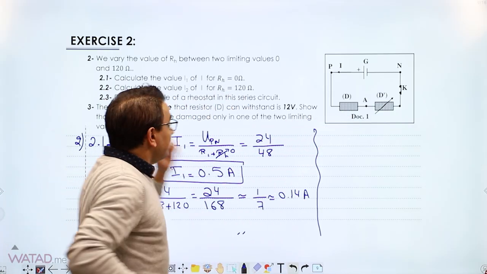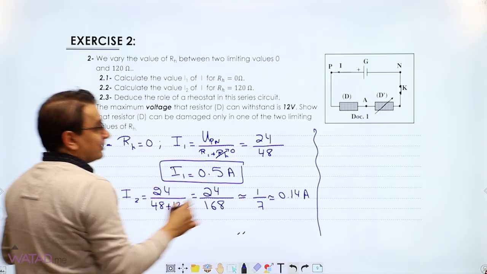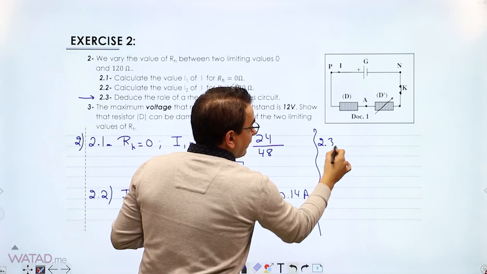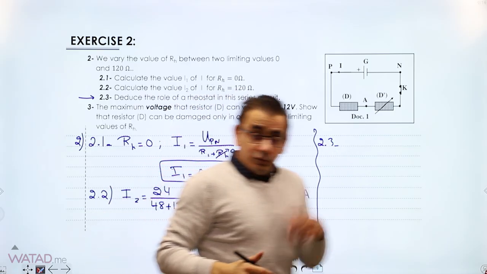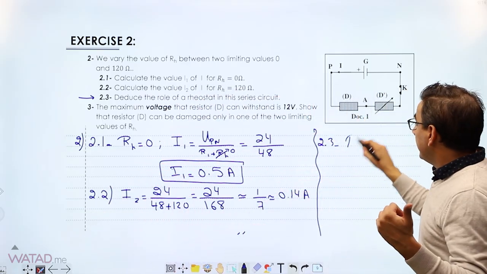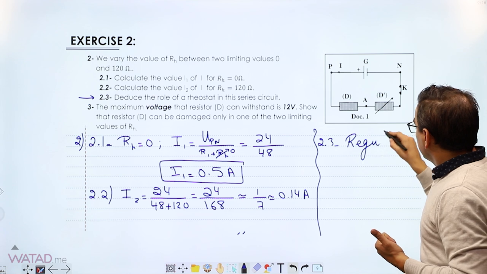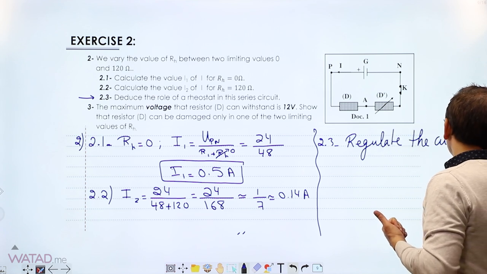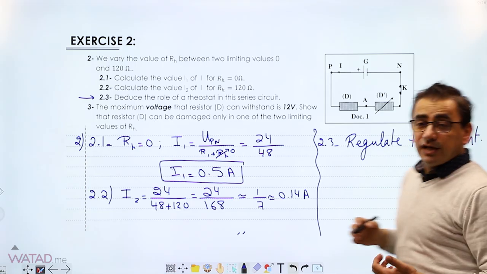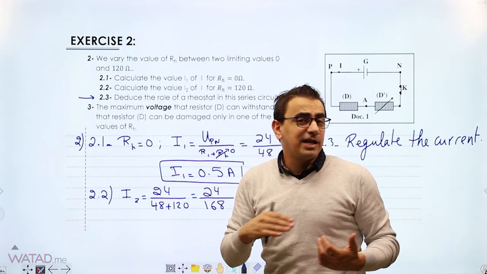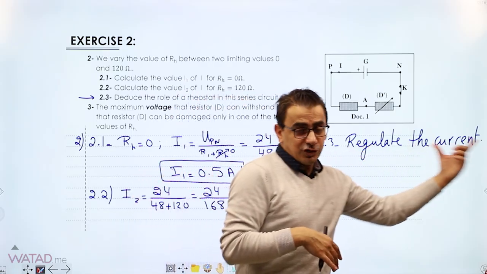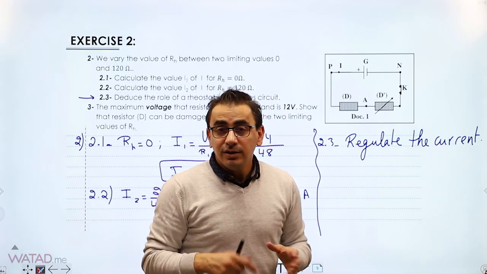So what do you notice? What's the role of the rheostat in the circuit? 2, 3. What is the role of the rheostat in the circuit? You can simply say regulate the current, right? It can simply regulate the current, increase or decrease the current, change the current, okay? Anything which has to do with the current is accepted, okay?